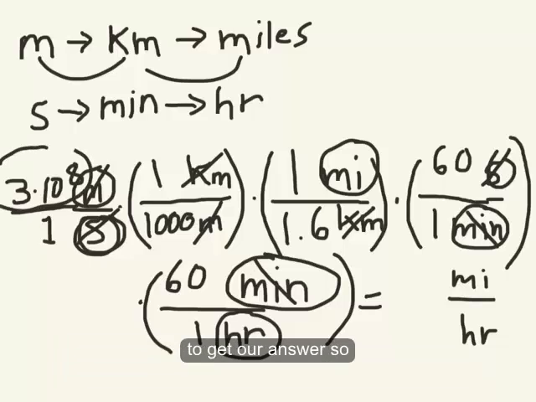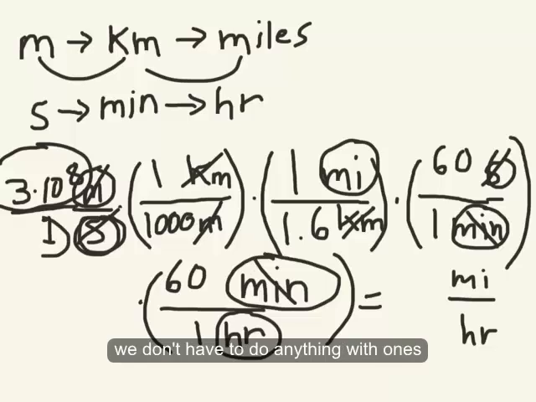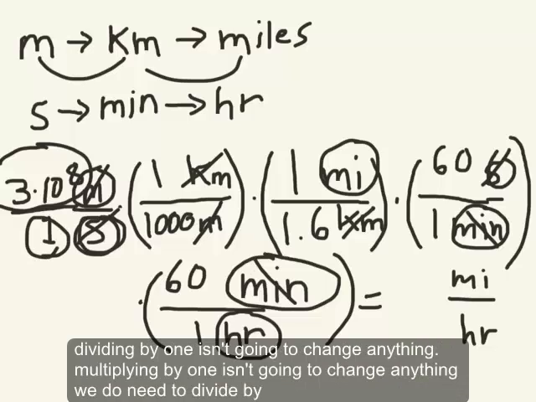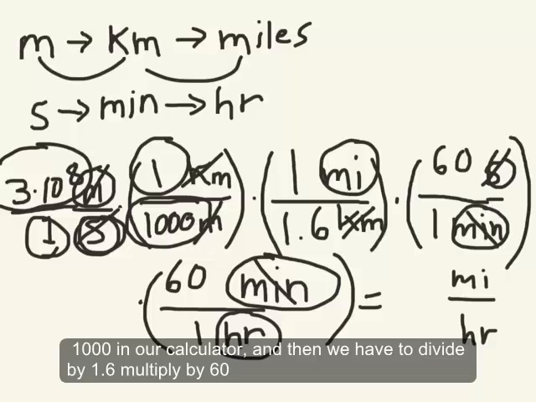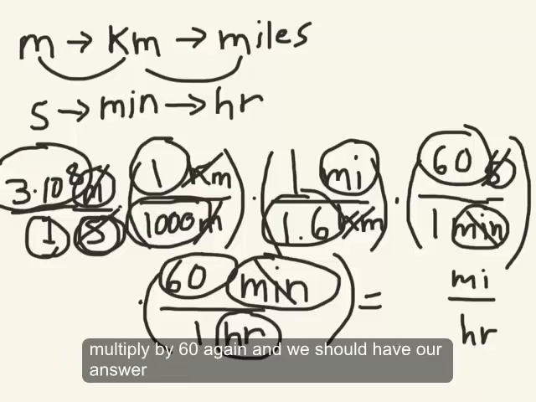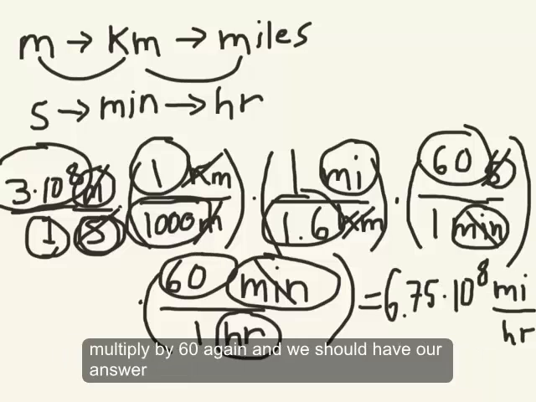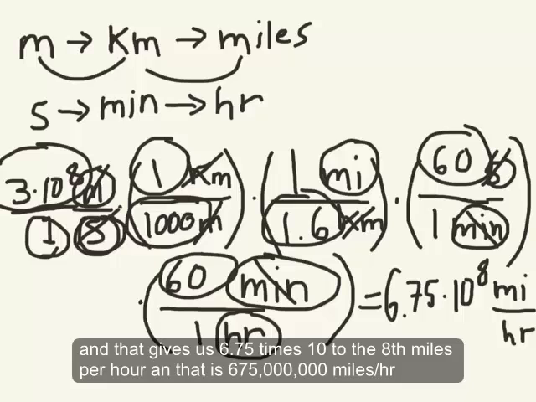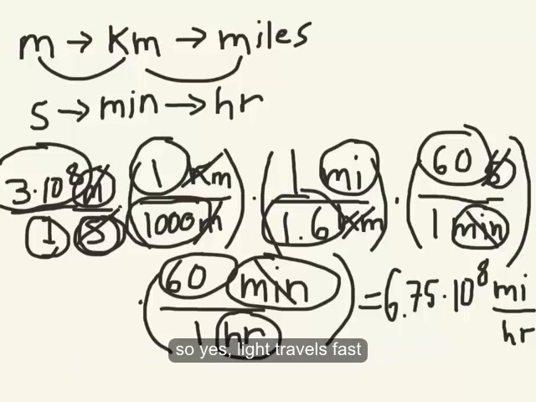So 3 times 10 to the 8th, we don't have to do anything with ones. Dividing by 1 isn't going to change anything. Multiplying by 1 isn't going to change anything. We do need to plug divided by 1,000 into our calculator, and then we can divide that by 1.6, multiply by 60, multiply by 60 again, and we should have our answer. And that gives us 6.75 times 10 to the 8th miles per hour, which is 675 million miles per hour. So yes, light does travel fast.